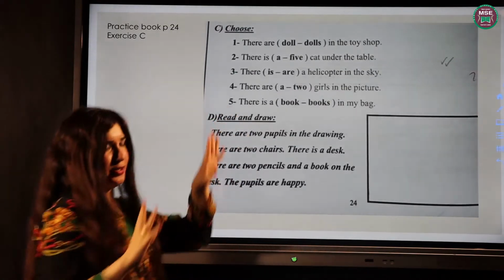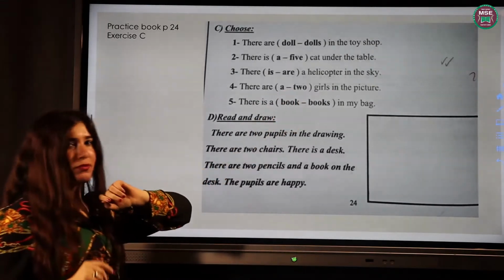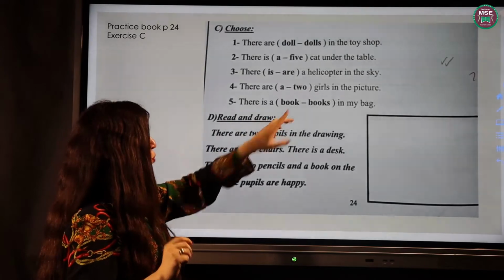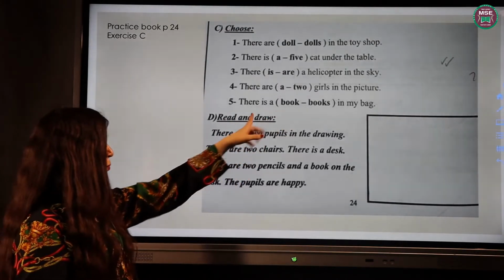There is a or 2 girls in the picture. There are 2 girls in the picture. There is a book or books in my bag. Excellent, there is a book.